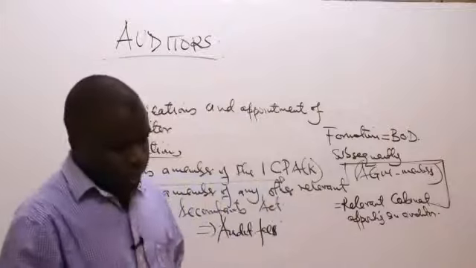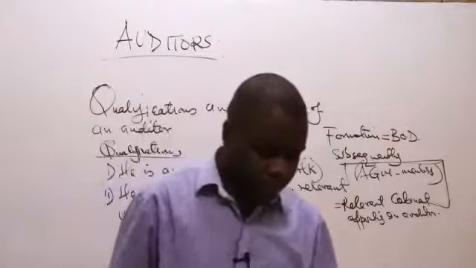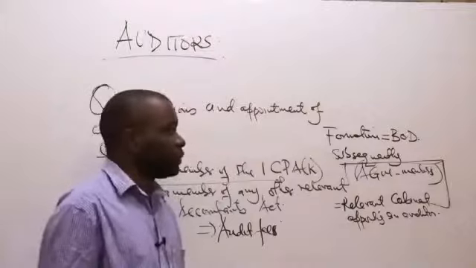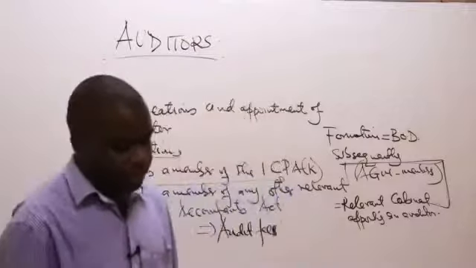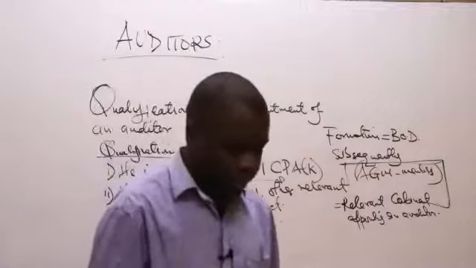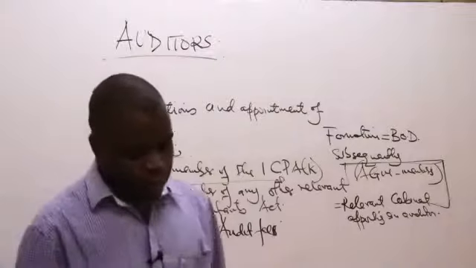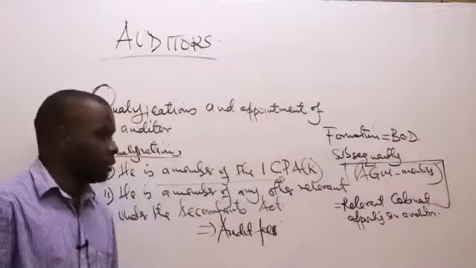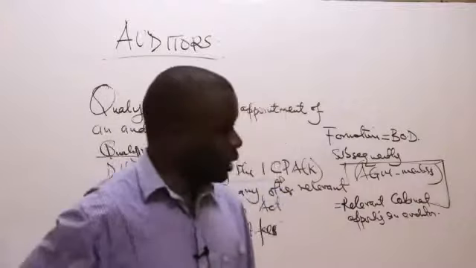Then you can talk about if the directors fail to appoint an auditor. If the directors fail to appoint the first auditor, the company can make an application to the relevant cabinet secretary to appoint one.